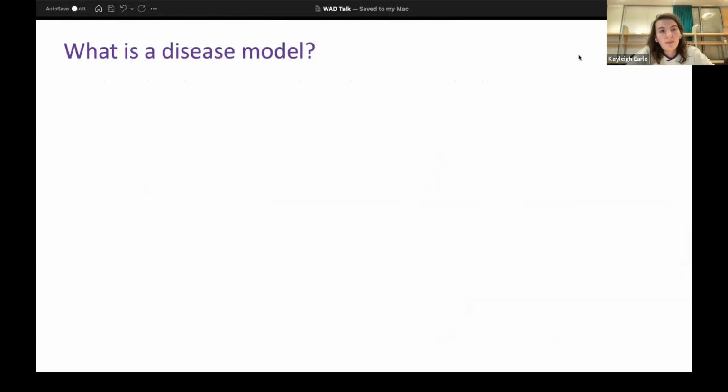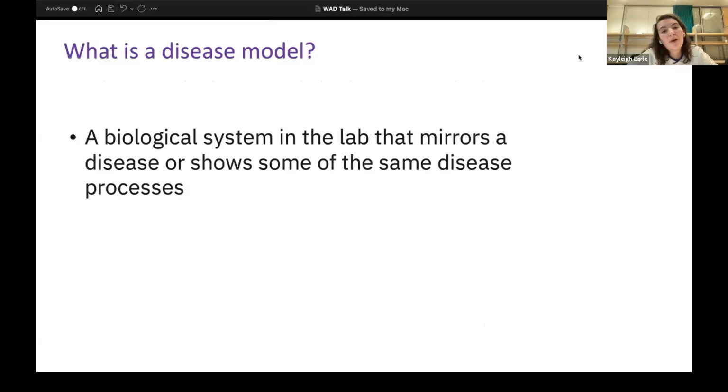So my project then is to create a new model for this, and just a bit of background on what a disease model is. It's a biological system that we use in the lab that mirrors a disease or shows some of the same disease processes. And this allows us to basically recreate the disease in the lab and allows us to study it.